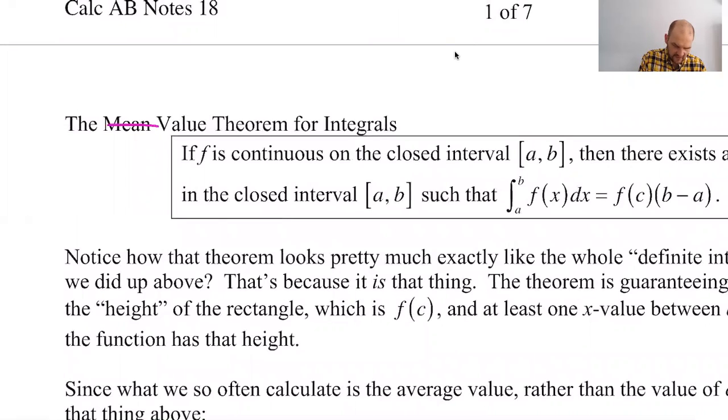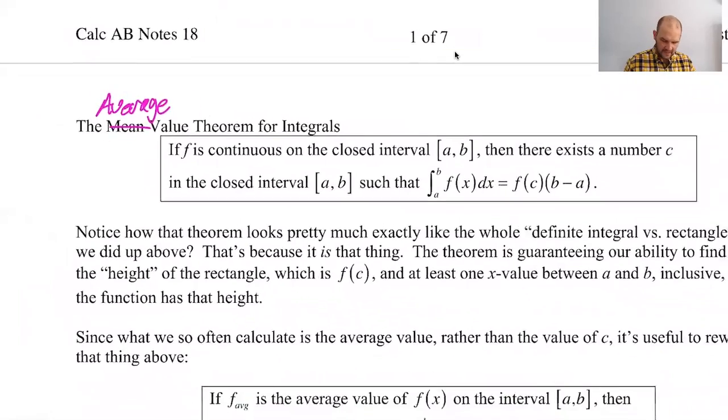Let's just say average value theorem for integrals. Is that better? I think so. That's less ambiguous. You will find fewer problems. But anyway, here's what it calls.